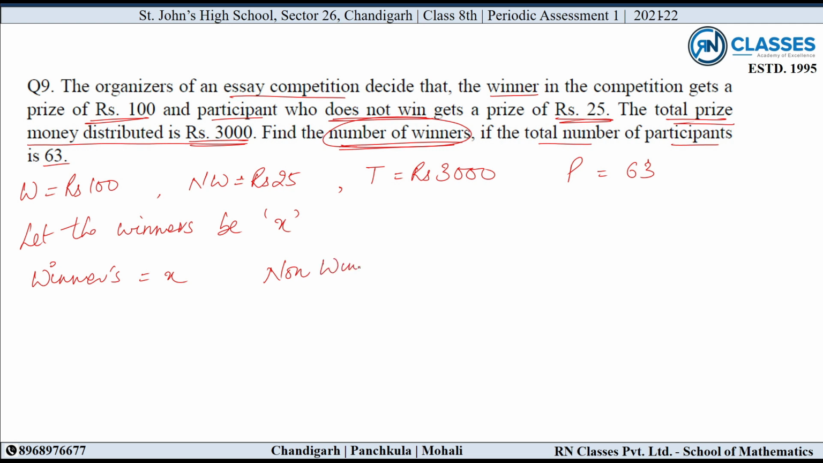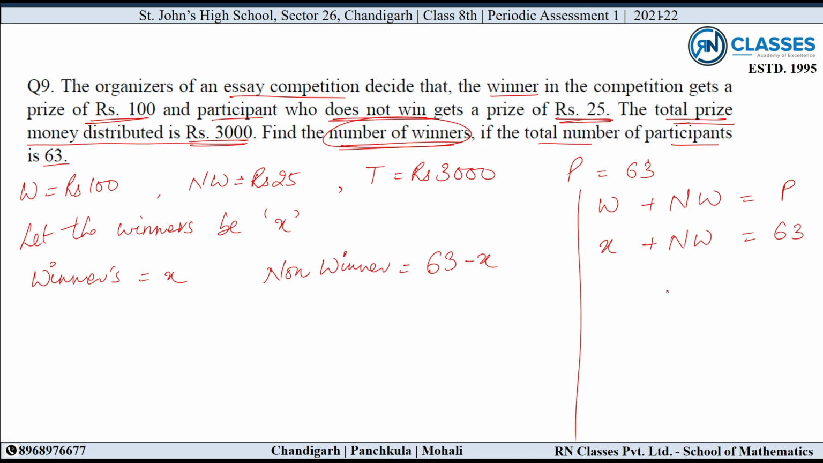Non-winners, you can write it directly. It would be total participants 63 minus winners X. These would be non-winners. If you want to show it in your test, how would you write? Winners plus non-winners is equal to the total number of participants. Winners, we have assumed it is X. Non-winners, we don't know. We have to find it out. And participants are 63. So you get non-winners directly from here. Non-winners would be 63 minus X. You have to write this in your test, right?